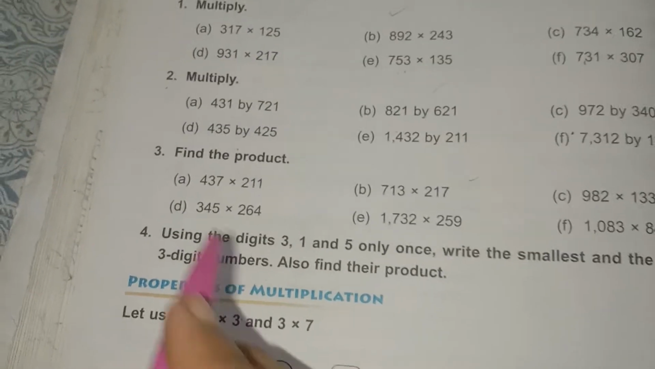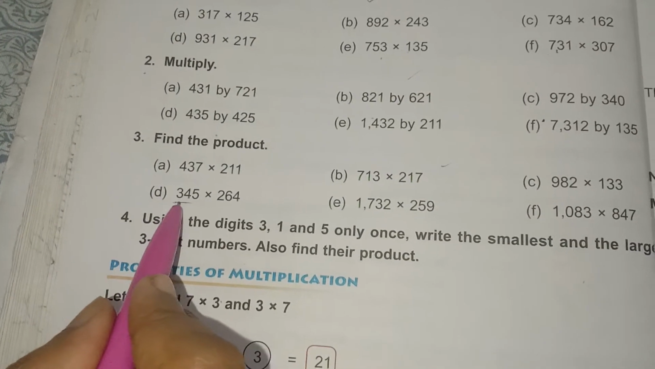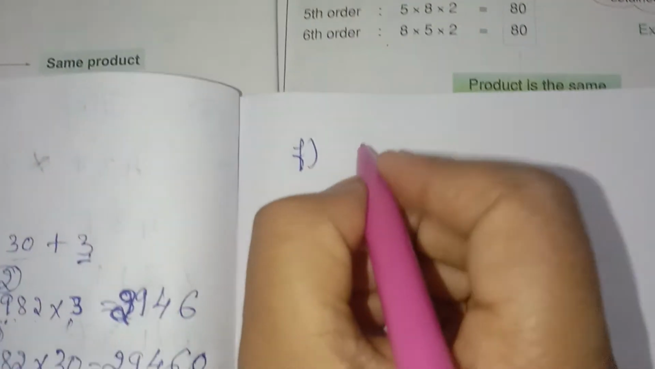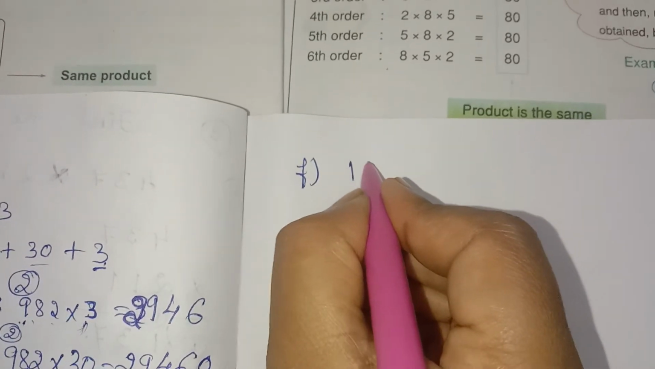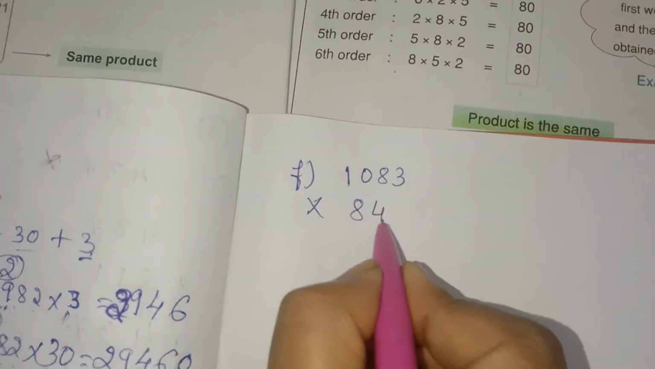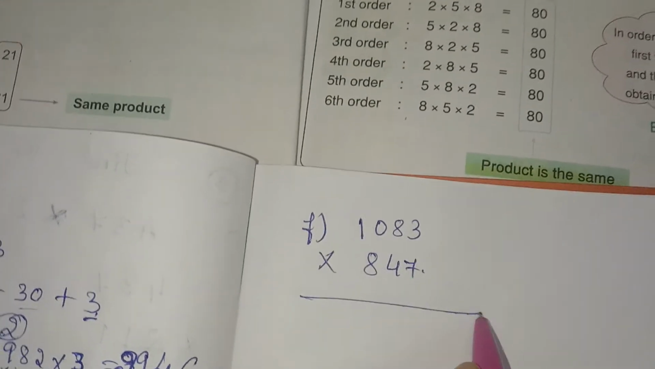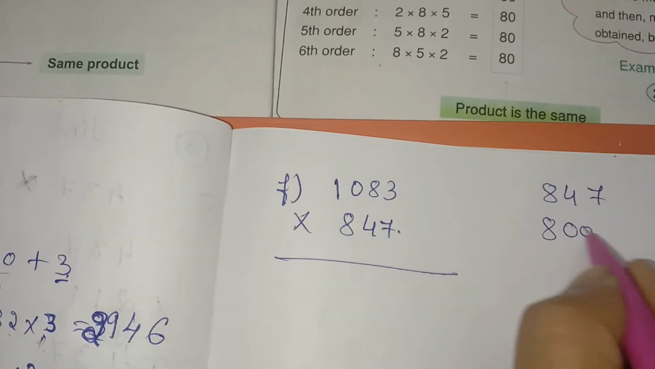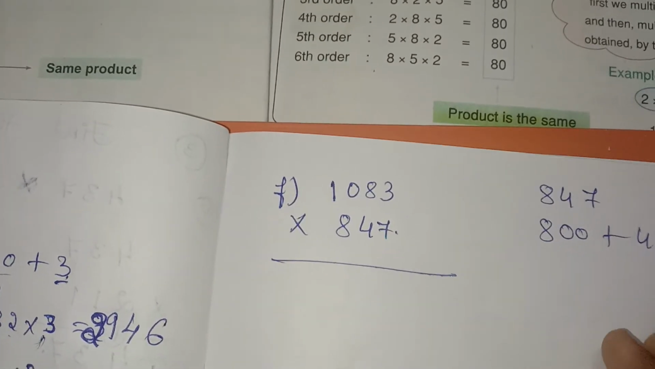I will do the next one also. See here, the fourth one, D, do by yourself. E, I have done. F also I will do here. F1, 1083 multiply by 847. Yes, 847 can be written as 800 plus 40 plus 7.